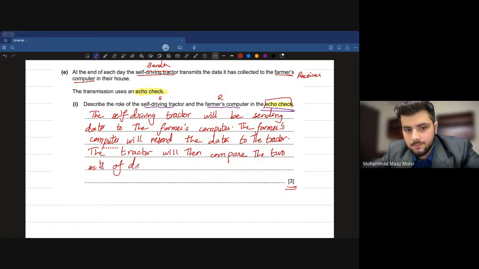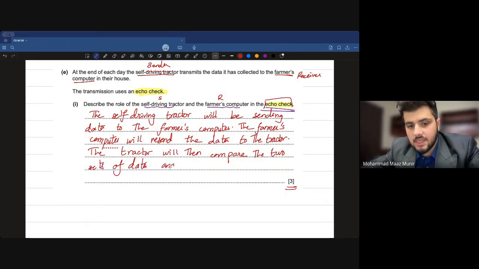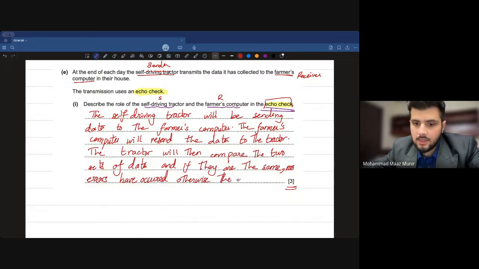the two sets of data, and if they are the same, no errors have occurred. Otherwise, the error will be detected.